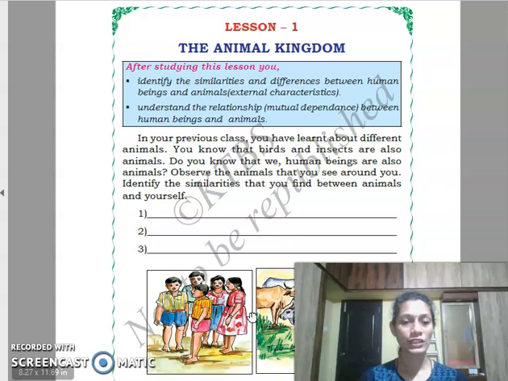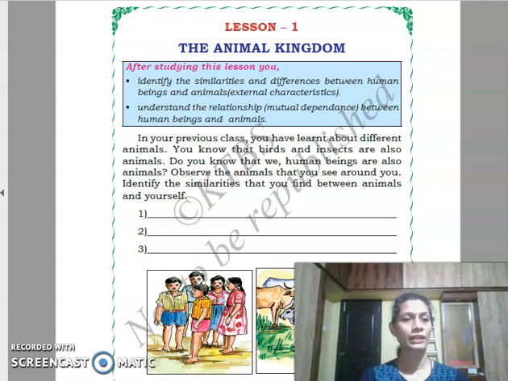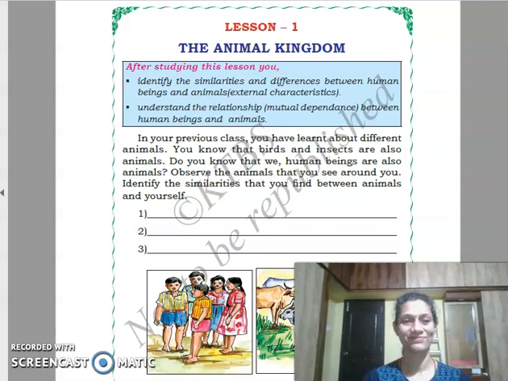Now, there is a picture given for you to find out any similarities, external similarities. What is external? Whatever you can see outside, with the help of this picture. Now, let us go to the next page.